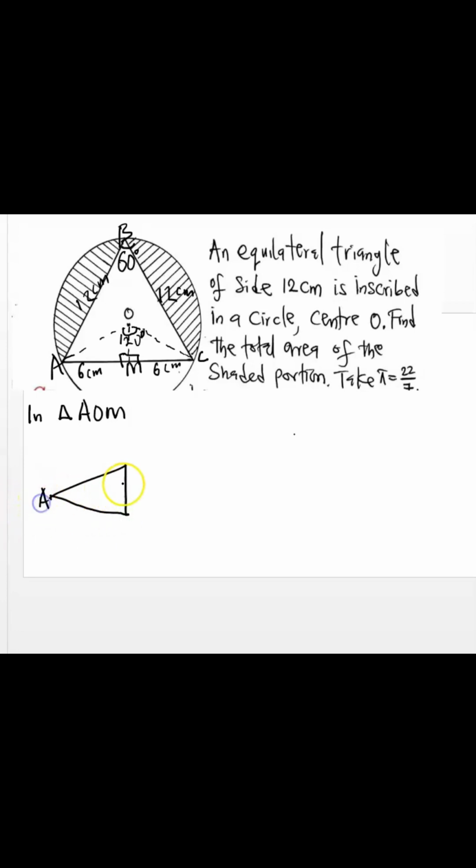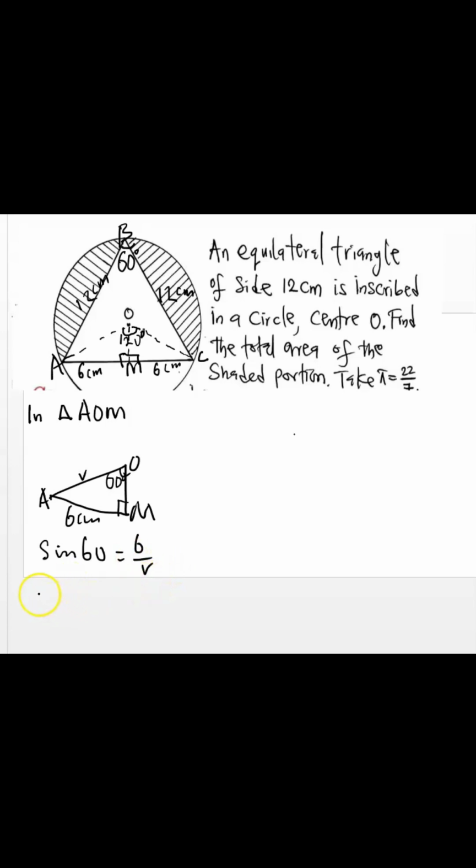This is A. We have O, and then we have M. Observe that M is forming a right angle, and this angle is 60 degrees as it is indicated. So this is 6 centimeter, which is the length, and this is R. So let's find sine of this angle: sine 60 degrees is going to be given by this 6 centimeter divided by R.